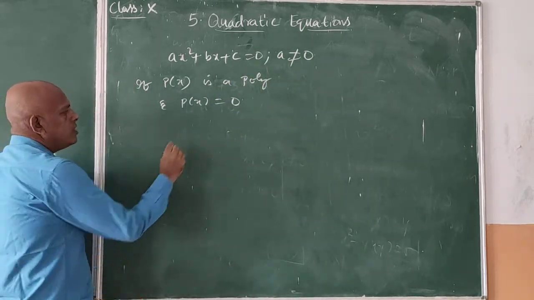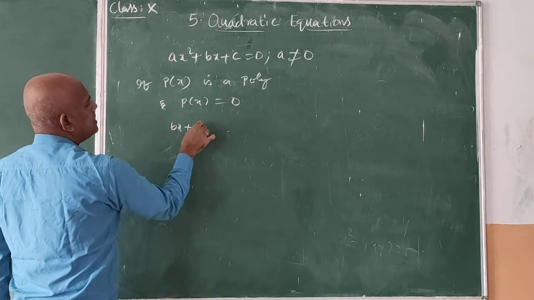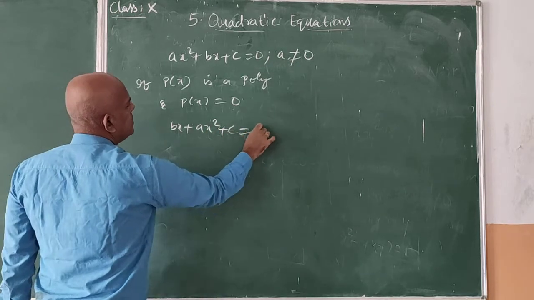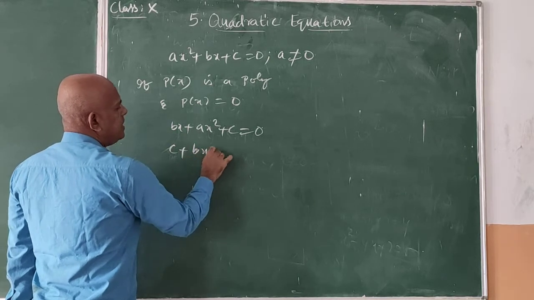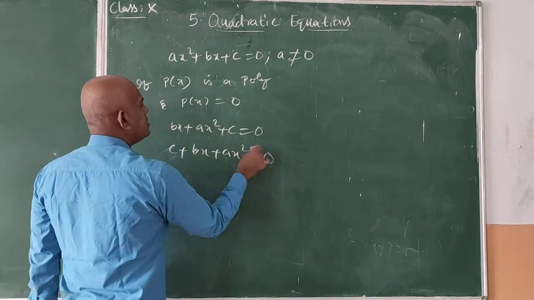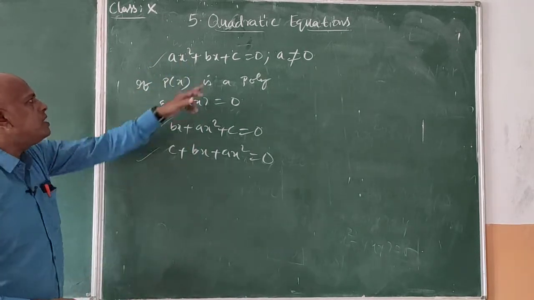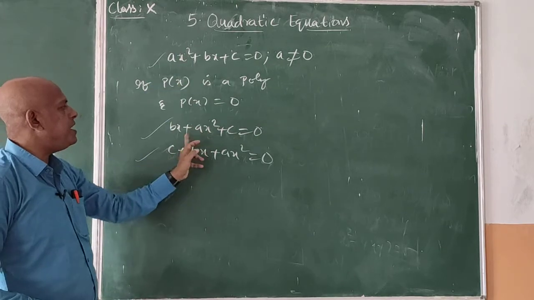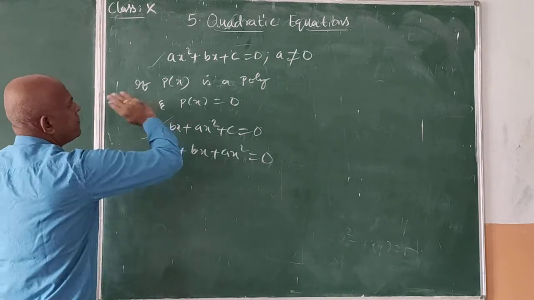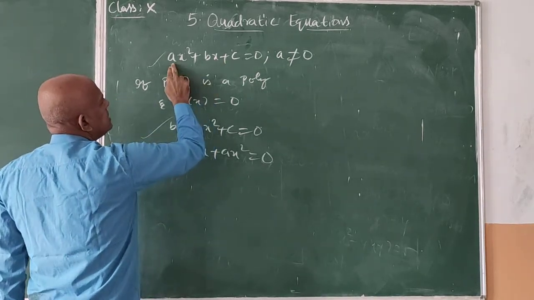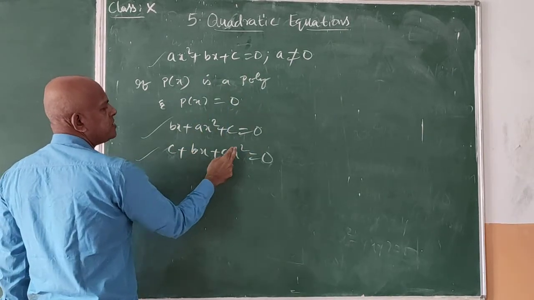Suppose for example, the same thing, the general form, if I write bx plus ax square plus c is equal to 0, or c plus bx plus ax square is equal to 0, this is also a quadratic equation, this is also a quadratic equation. So here second degree equation, here also second degree equation, here also second degree equation. But here the terms are shuffled. After shuffling, this is ax square plus bx plus c is equal to 0, bx plus ax square plus c is equal to 0, c plus bx plus ax square is equal to 0.